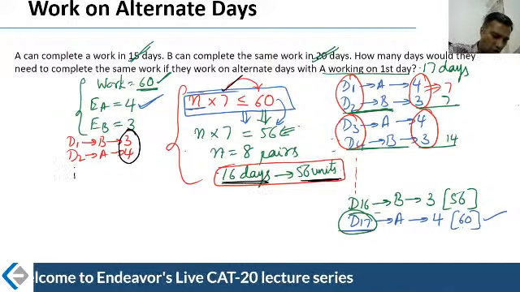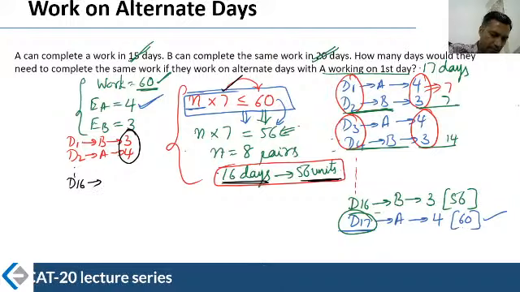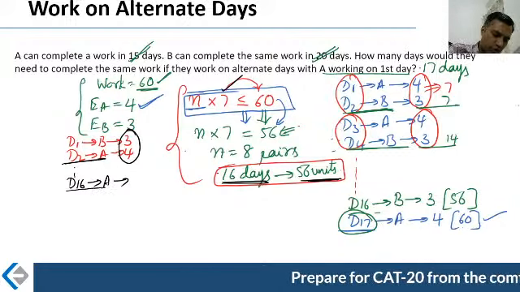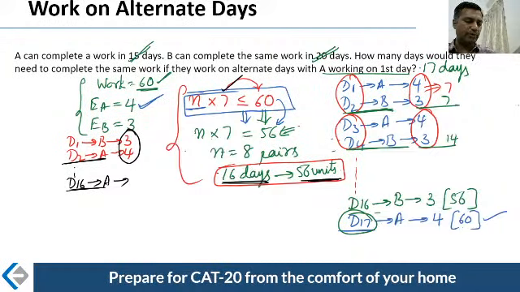Therefore, you are saying that on day 16, who reported to work? A reported to work. Why? Because every even day A reports to work. That's what we understood. Every odd day B will be reporting to work. Why? Because we started off with B, right?